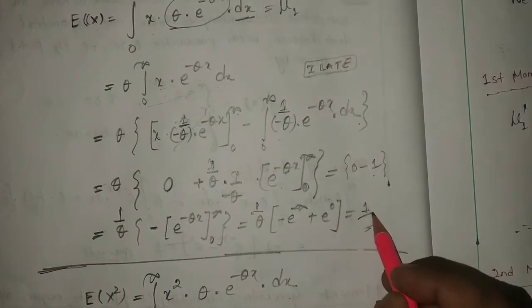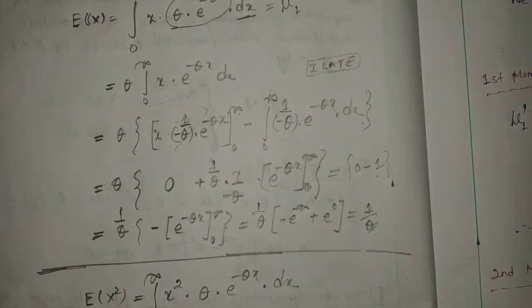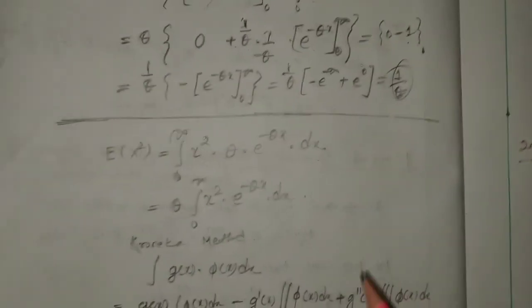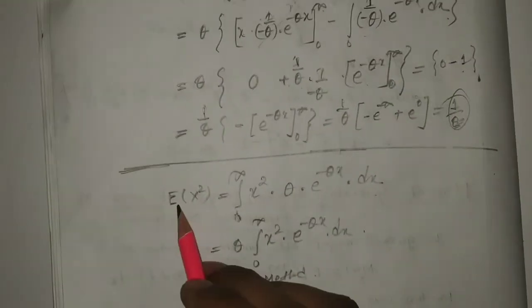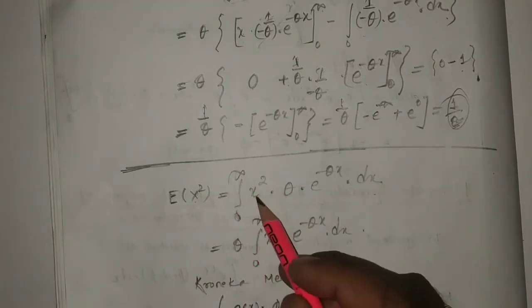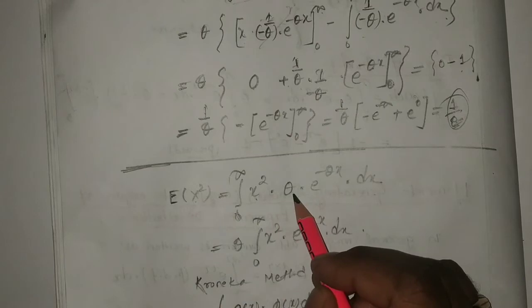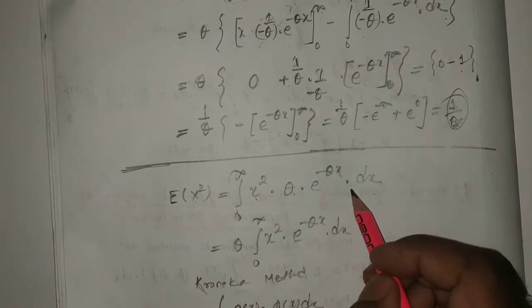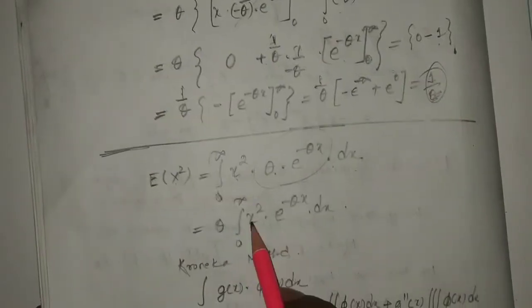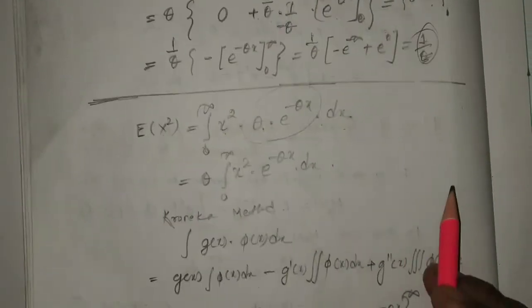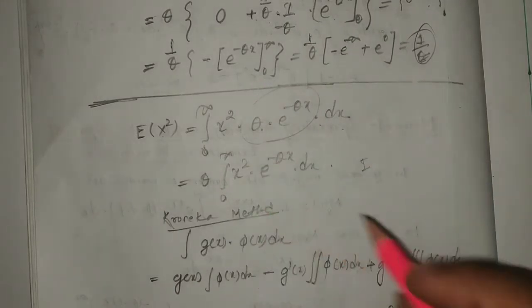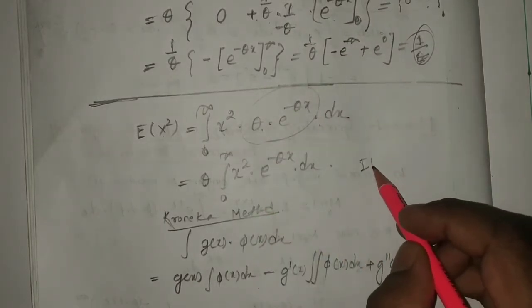1 by theta exactly matched whatever we did in this way, right? Similarly, you can find E[X^2] in this way: integral from 0 to infinity of x square into theta e to the minus theta x dx. This is your pdf, with theta taken outside: x square e to the minus theta x dx. Here we are going to consider the Kronecker method, or you can consider 2 times integration by parts, no problem.